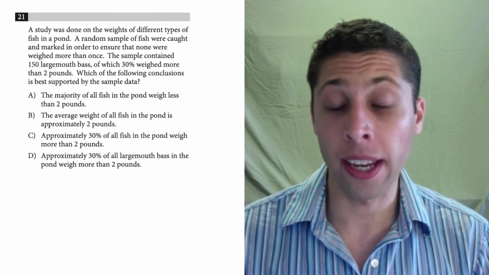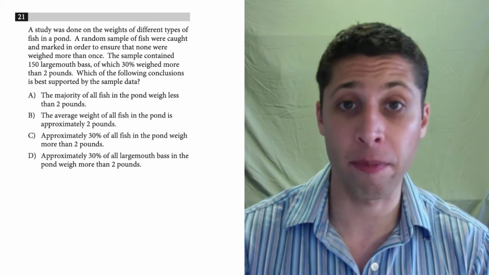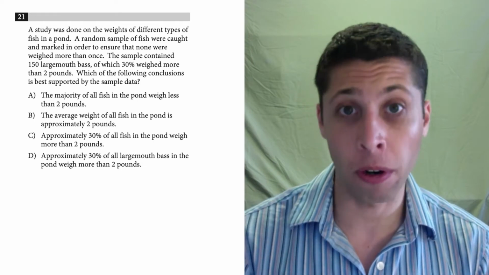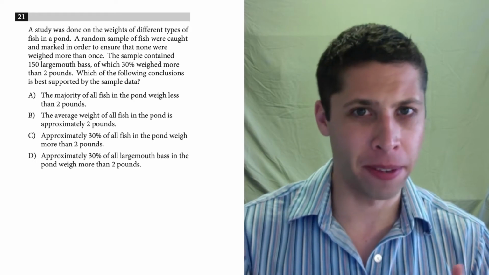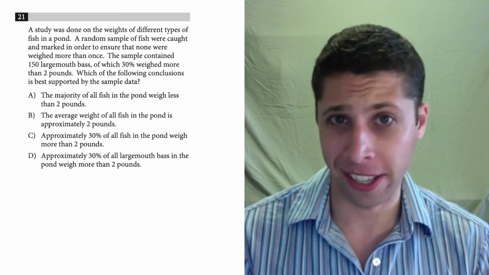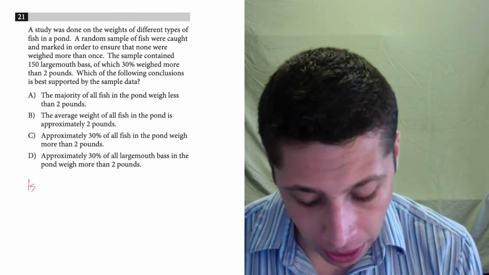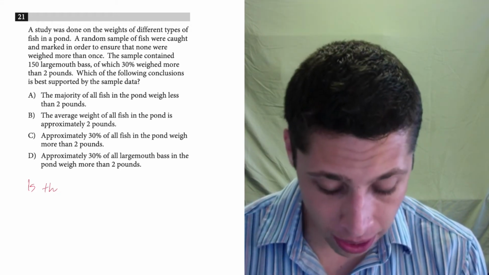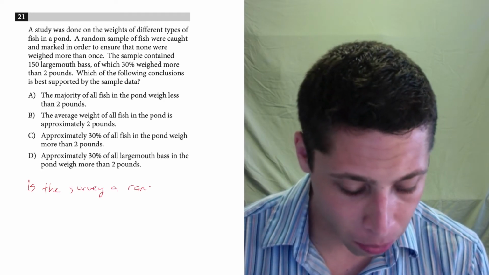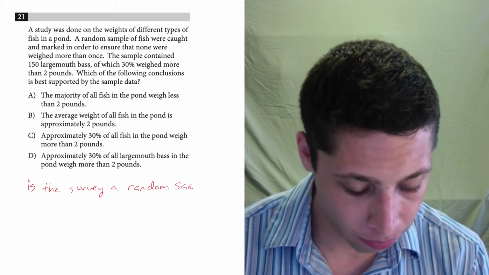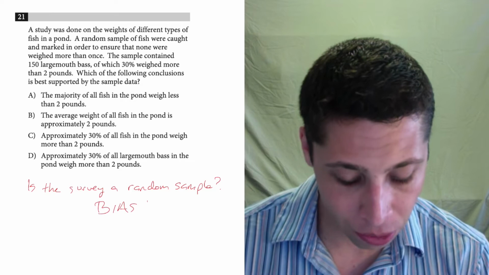Number 21 is a lot like number 7 that we saw earlier in this section, where we were talking about a survey of people and we needed to watch out for bias. Now, obviously here when we're talking about surveying the fish in the pond, we're not actually asking the fish any questions, but we're going to think in a similar way. So what we really care about is whether or not this survey is a random sample of the population. Because if not, there might be bias. That's what we're worried about.